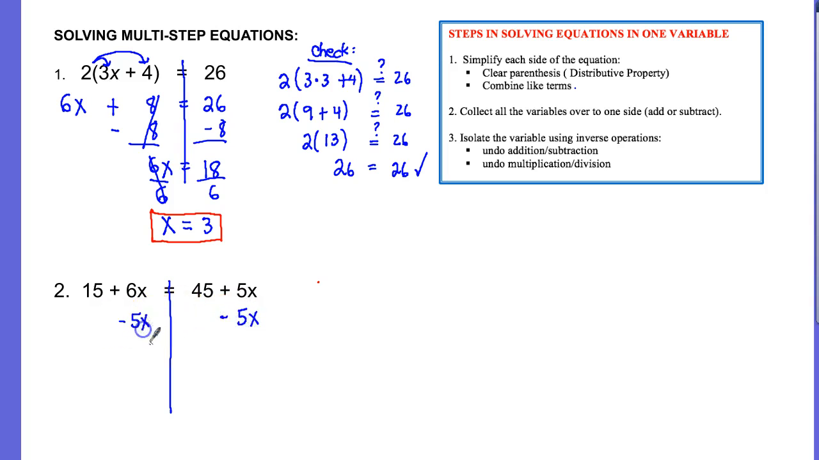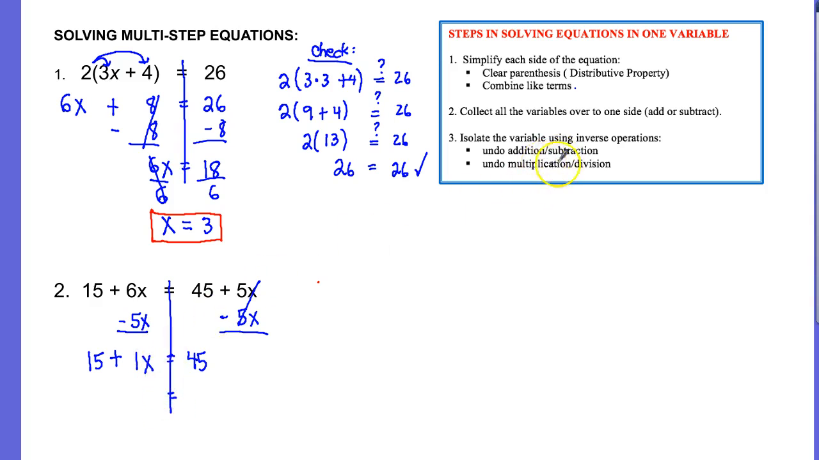You want to line it up under the x's because they are like terms. So on the right side, no more x's there because you took out all the 5x's. You only have 45. And then on the left side, you have 6x's. You're taking away 5x's. You're left with 1x. And then you still have the 15 over here. So your variable now is just on the left side.